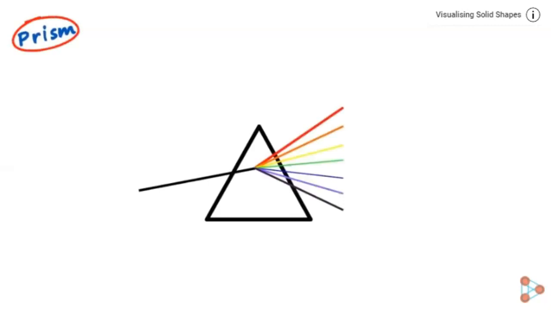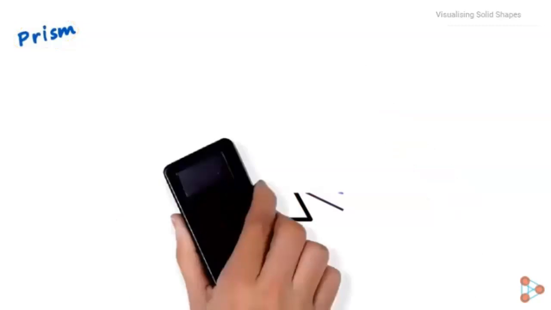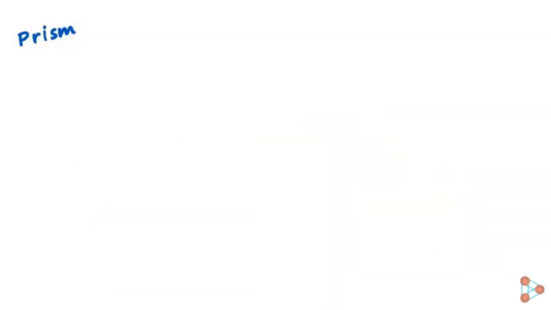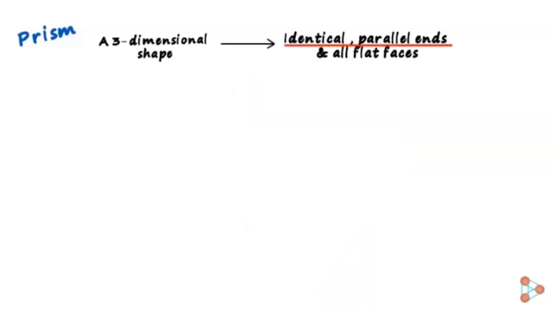In this video, we try to understand one of the most interesting 3-dimensional shapes. It's called a prism. Most people think of a prism as something like this, but have no idea about its correct definition. So let's erase this and start with the definition of a prism. It's a 3-dimensional shape that has identical parallel ends and all flat faces.